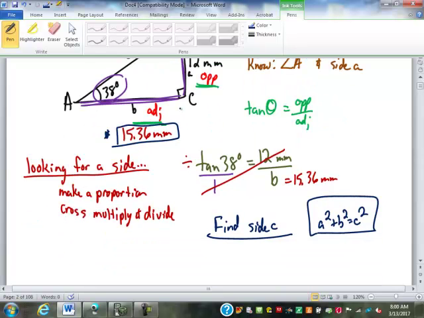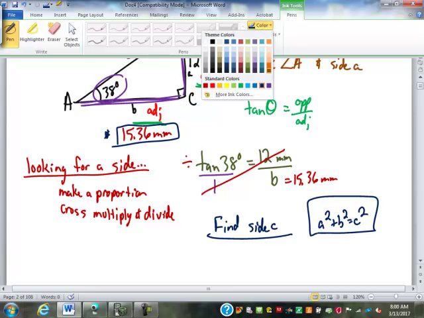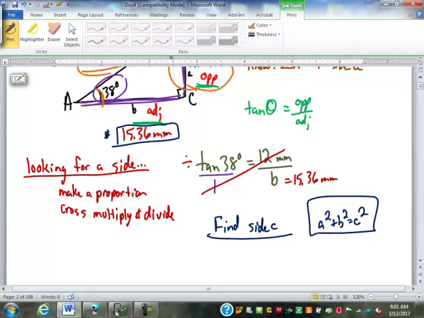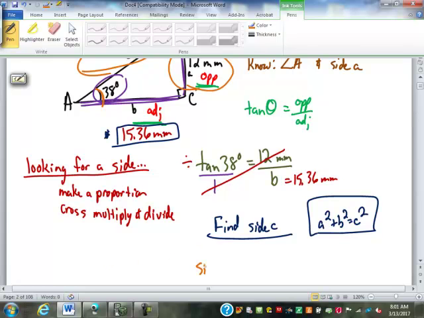So I know the 12 millimeters. Based on the 12 millimeters, that's the opposite side. I'm still using this angle, 38 degrees. If I'm looking for side C here, that's the hypotenuse. Opposite and hypotenuse would make up the cosecant or the sine. The cosecant is not on our calculator, so we're going to use the sine. Sine of an angle is opposite over hypotenuse.